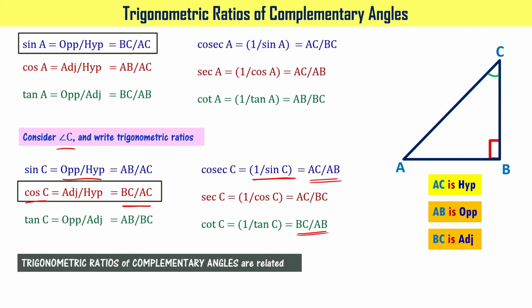Because we know that angle A and angle C are complementary angles, and we have seen the trigonometric ratios of complementary angles getting related. Both are equal. Sin A equals cos C, because both are equal to BC by AC. Understood? Trigonometric ratios of complementary angles are related. Now we are going to look at how they are related.